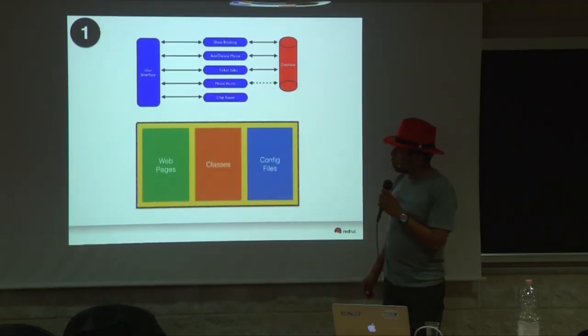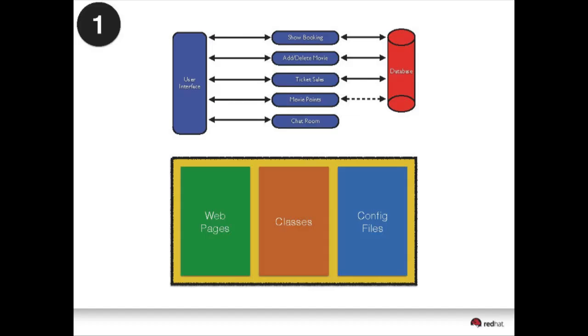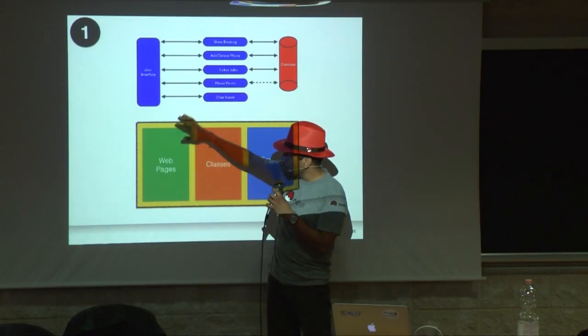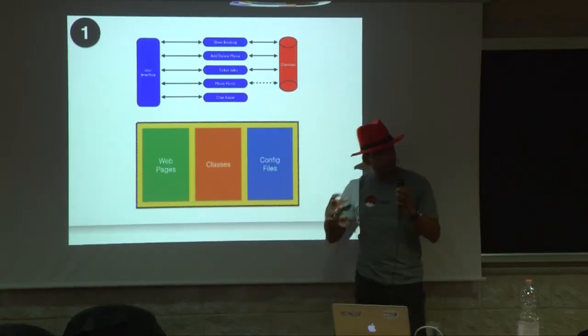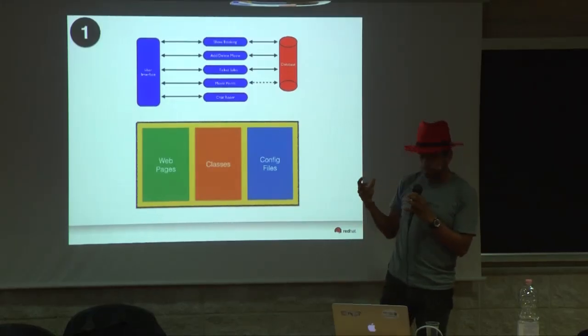Now, the way I would package this application, I would have a WAR file. Remember, yellow was the WAR color. So I'll package this in a WAR file. In the WAR file, I'll have web pages, classes, and some configuration files. That's again a very boilerplate WAR file.